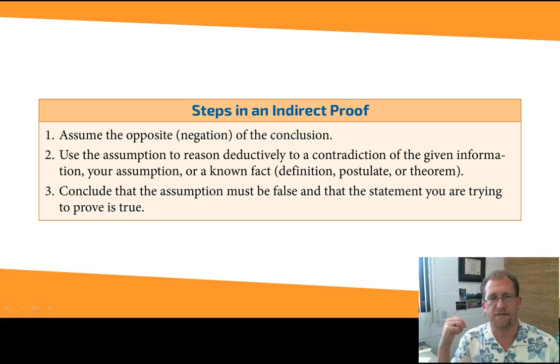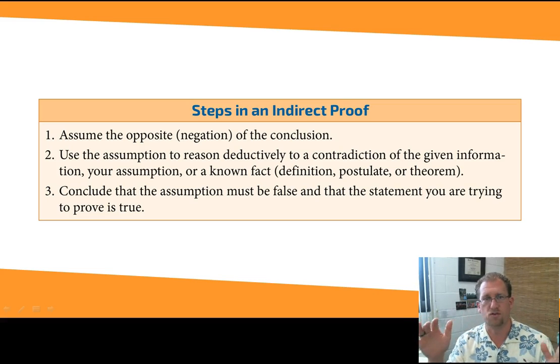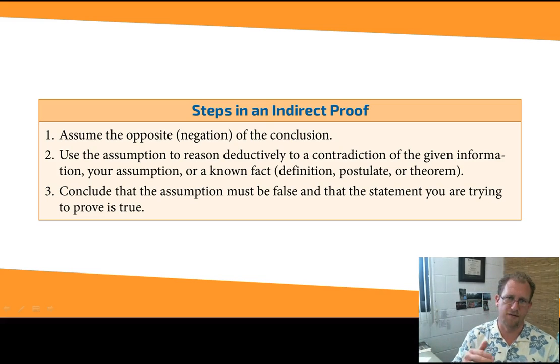And you're going to walk as far down the logical road as you can, assuming the opposite is true until you run into a brick wall. And you're going to say, oh, can't do that. And therefore, this is not the road that takes you to the answer, right? Assume the opposite. Use assumptions to reasonably deduce a contradiction of a given information. So you go until you contradict your given or a known fact, definition, etc. And then you say, oh, consequently, this can't work, right? And so that is where you get back to the statement that you were trying to prove in the first place, because you proved that the alternative is false.